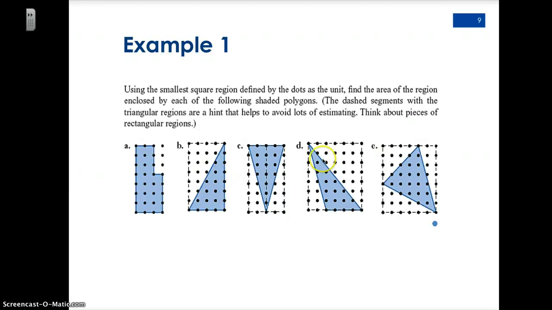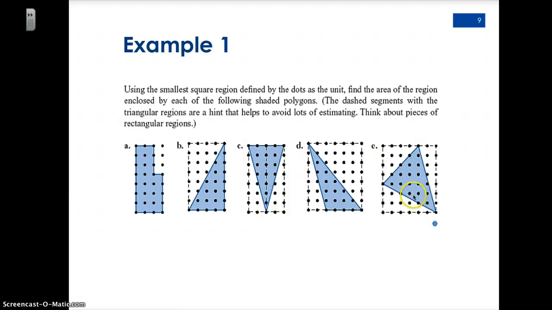Be careful on one that looks like this in part D. The height of this one is still 1, 2, 3, 4, 5, 6, 7. That height is still 7. This is the height. The height is still the perpendicular distance. All of these triangles, in fact, have the exact same height of 7. You should try E on your own.